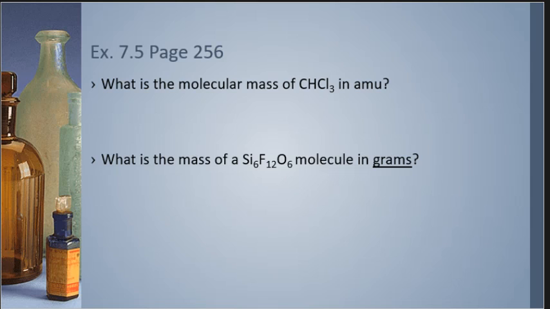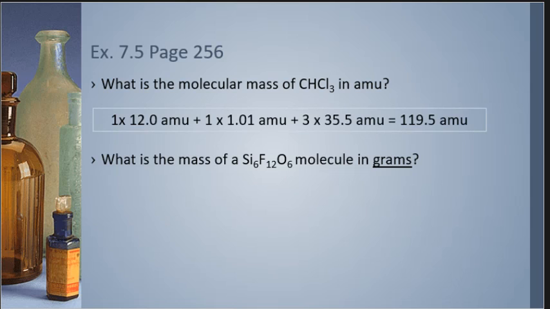What's Cl? 35. And how many do I have of those? 3. What's 3 times 35? 105. Oh, nice. And now add all three of those together. Okay, here we go: 1 times 12 plus 1 times 1 plus 3 times 35. Does everyone see where I got those numbers? Everybody sees it? 119.5 AMU. That's your answer. That's not bad, right? That's fine.